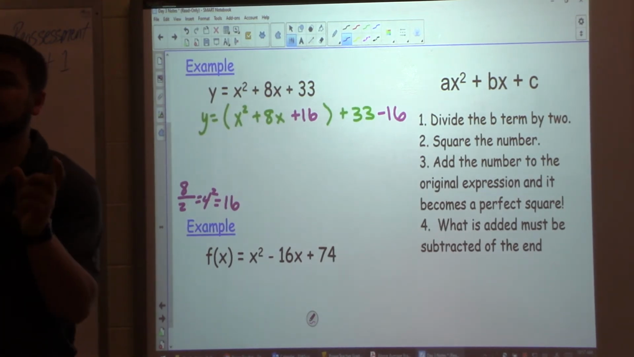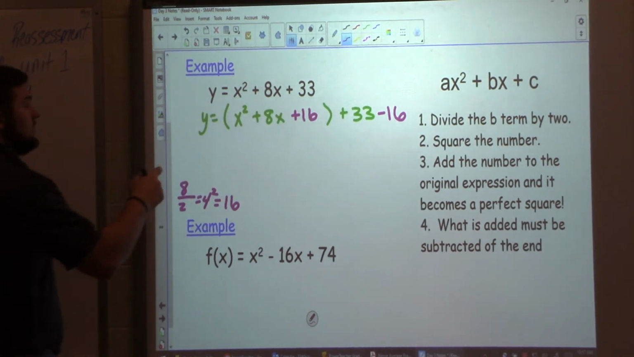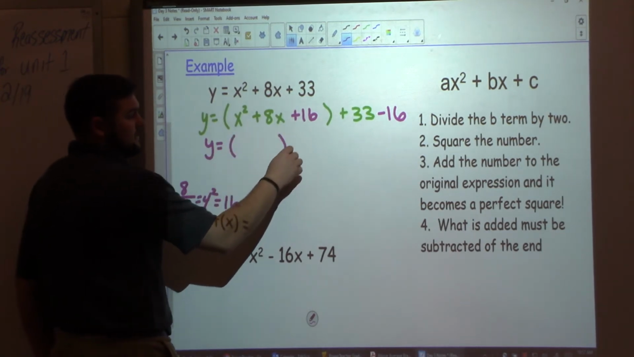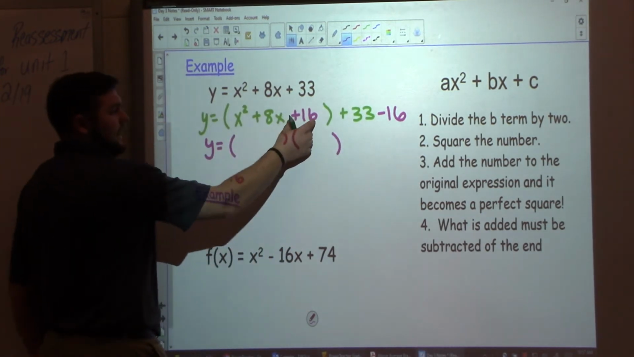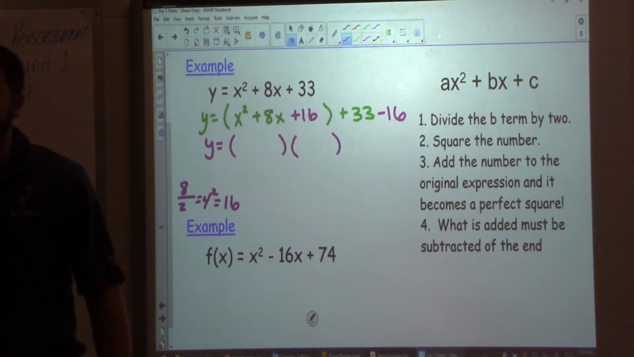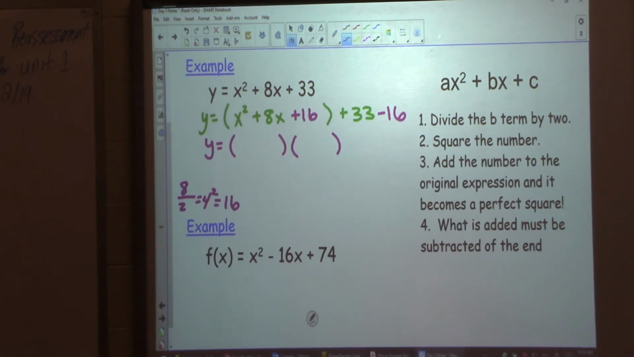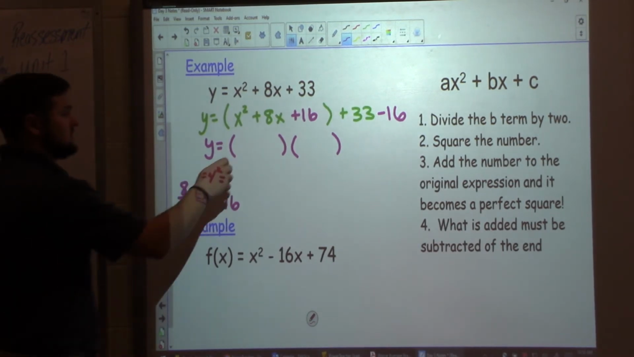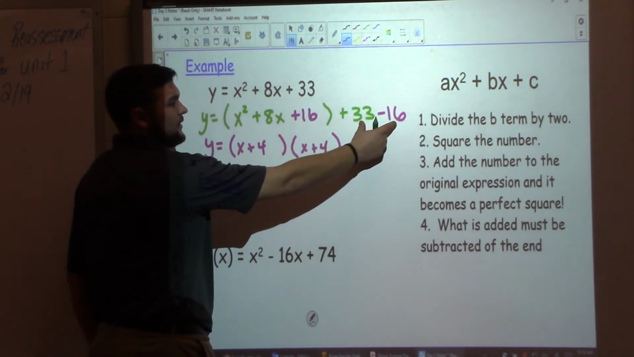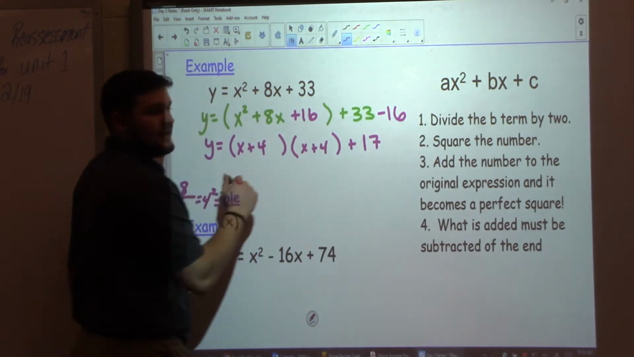We're basically adding 0 then, right? It doesn't change it. Okay? So now, y equals, I'm going to factor this. What multiplies to 16 and adds to 8? 4 and 4. So I can change this to x plus 4, x plus 4. And what's 33 minus 16? 17, right?